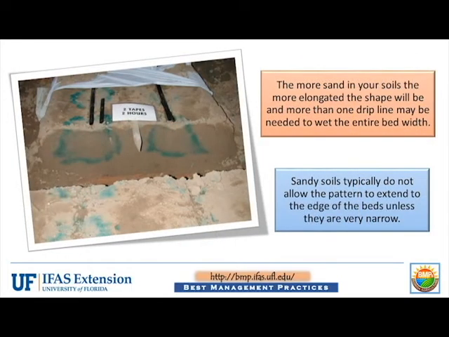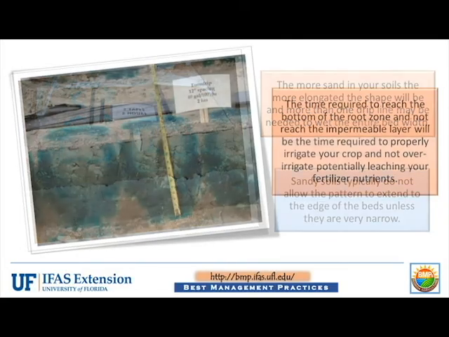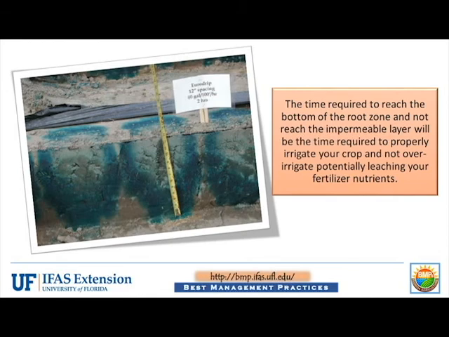Observe the shape of the wetted zone. Is it round or elongated? The more sand in your soil, the more elongated the shape will be, and more than one drip line may be needed to wet the entire bed width. Did the dye move outside of the bed? Sandy soils typically do not allow the pattern to extend to the edge of the beds unless they are very narrow. When did the dye pass below the root zone?